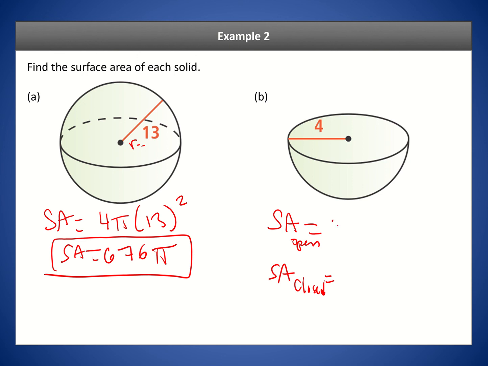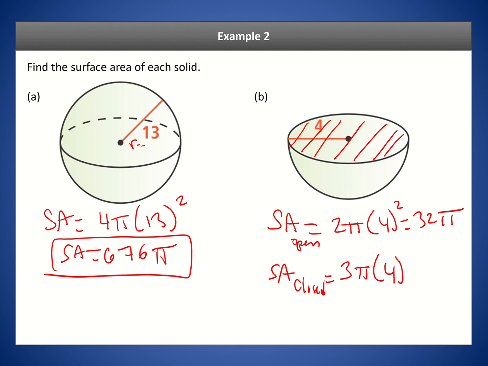If it's open, then it's 2 pi r squared. So it's 2 pi times 4 squared, and 4 squared is 16. 16 times 2 is 32 pi. And then if it was closed, if this was a solid face there, then it would be 3 pi r squared. So 3 pi times 4 squared, and 16 times 3 is 48. So in that case, it would be 48 pi. So you got two potential solutions depending on the solid.